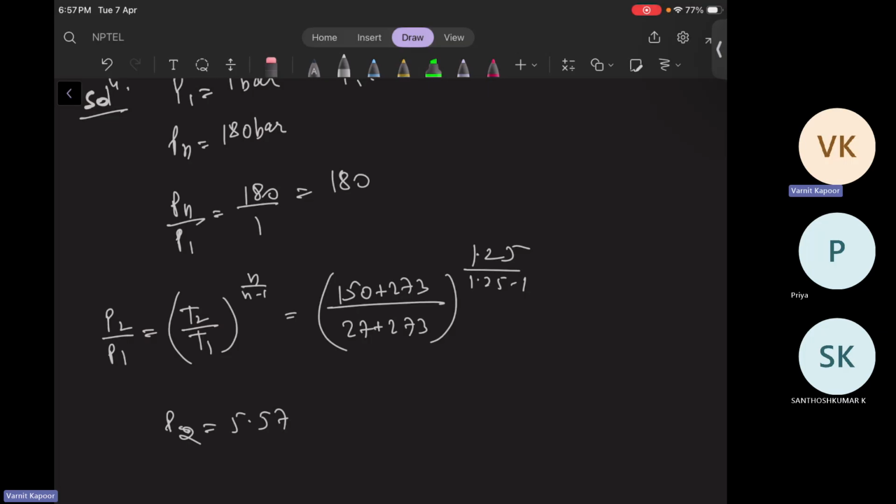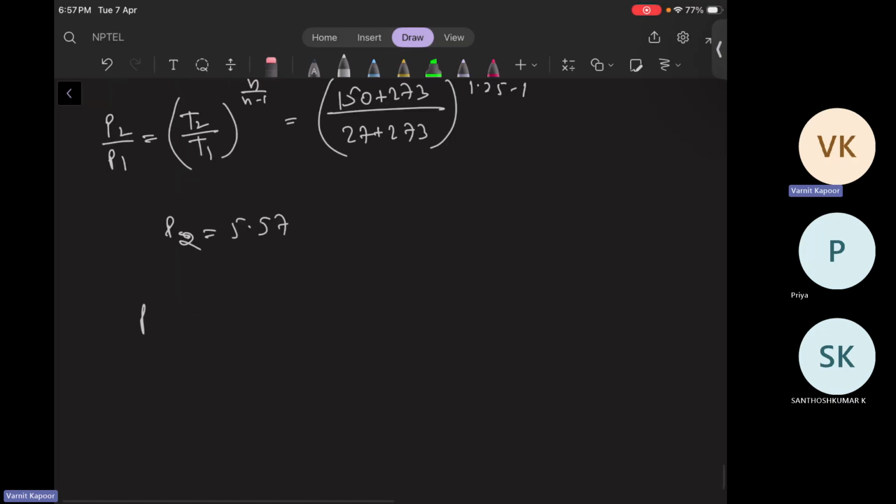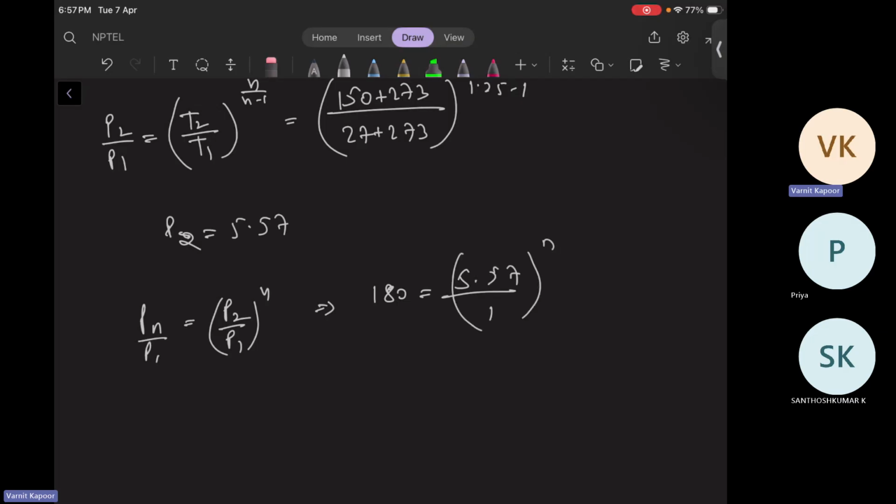All right. So we know that the overall pressure ratio in multi-staging is the pressure ratio in each stage to the power of n, the number of stages required. So Pn by P1 can be written as (P2 by P1) power n. You know that Pn by P1 is 180 by 1, and P2 by P1 is nothing but 5.57 by 1 power n. Solve this, take the log, and you will get n as 3.02.